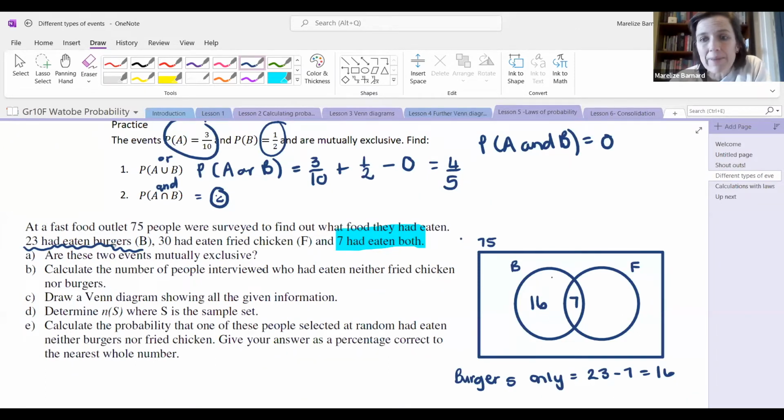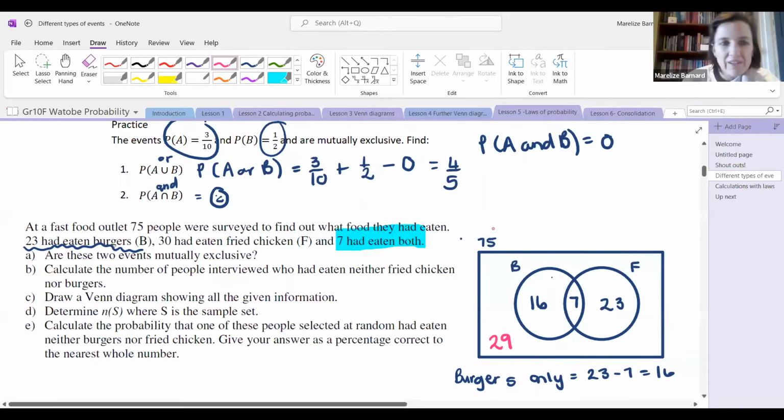30 ate fried chicken, but 7 ate both, remember? So we subtract that. That's right, 23. Okay, and now how many people ate neither fried chicken nor burgers? We're going to say 75 minus 16 minus 7 minus 23, and that's going to give you the number outside of the circles. So 75 minus 60 minus 7 minus 23. That is golden number 29. We use the 75, remember? Okay, so that's 29, and there's our Venn diagram.